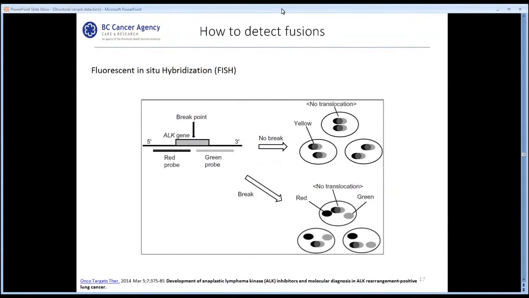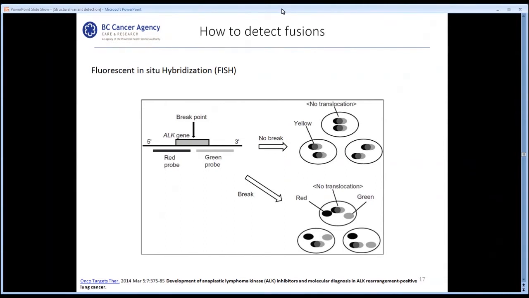So there are various ways to detect gene fusions. A lower resolution way is fluorescent in situ hybridization. In this method, a red and green probe are hybridized to the ALK gene. This is looking specifically at ALK rearrangements.